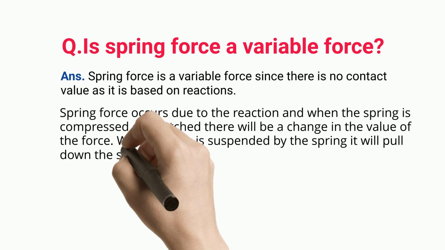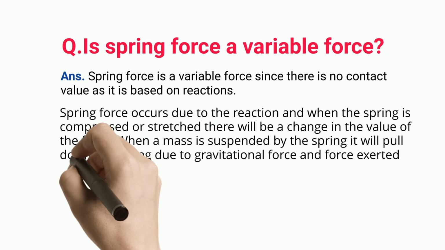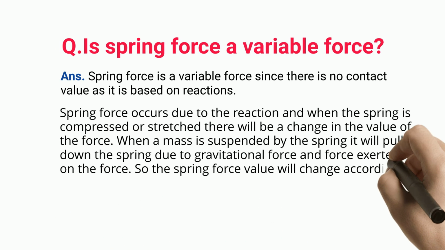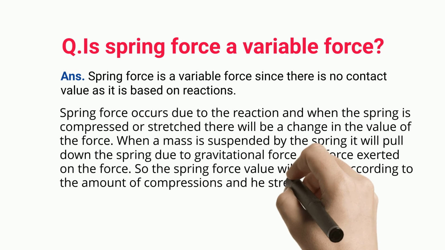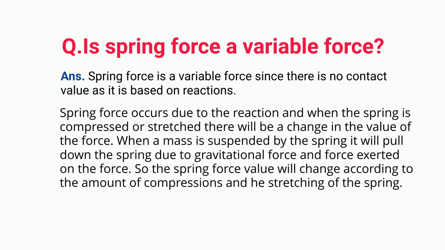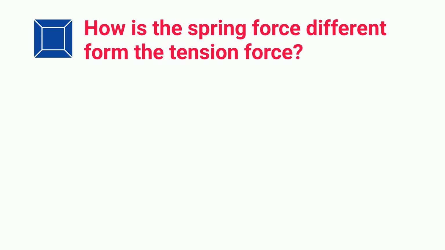When a mass is suspended by the spring, it will pull down the spring due to gravitational force and the force exerted on it. So the spring force value will change according to the amount of compression and stretching of the spring. How is the spring force different from the tension force?